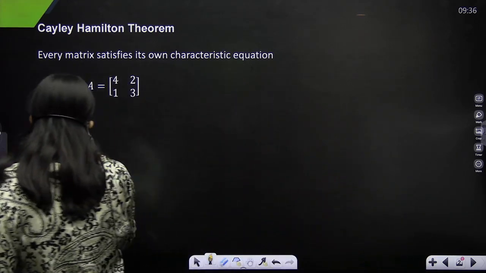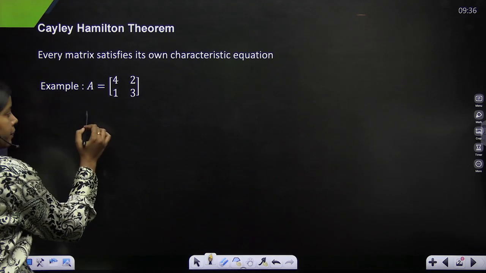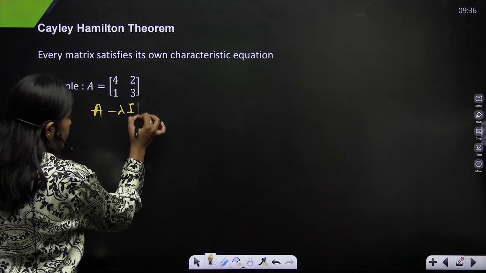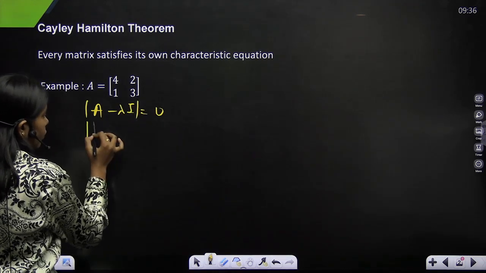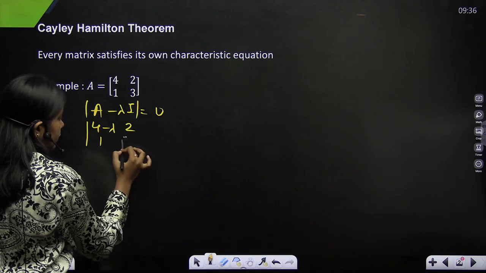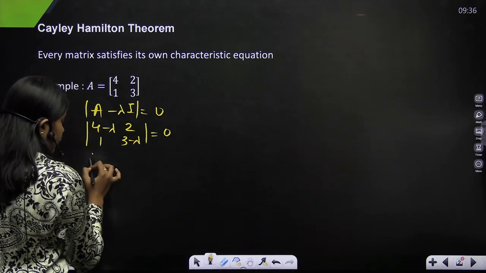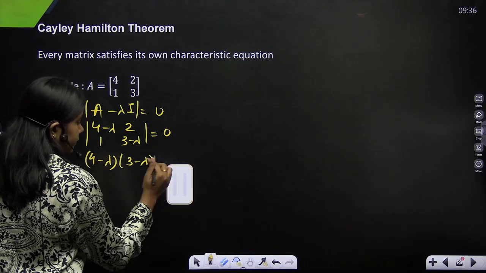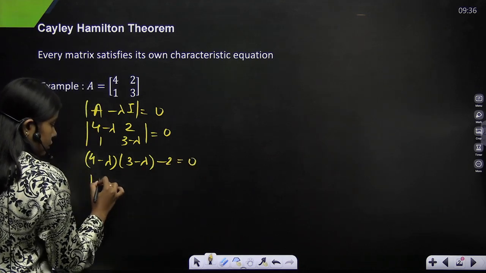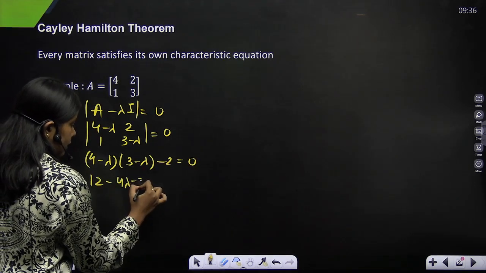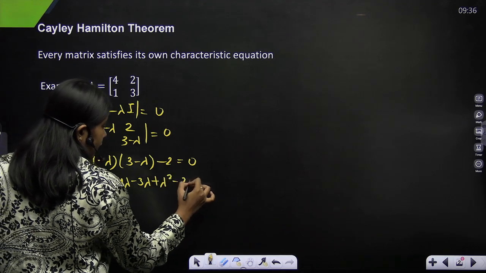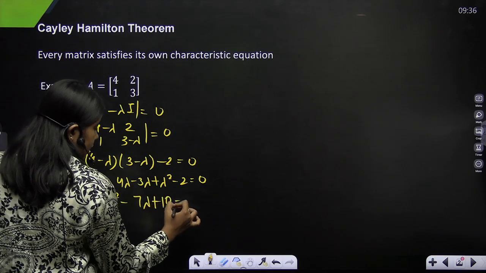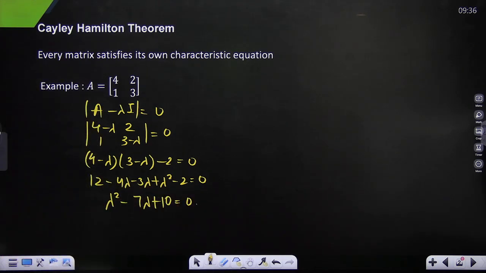Right? So let's see. A is equal to [4 2; 1 3]. First let's find the characteristic equation. A minus lambda I equals to 0. So the matrix is [4 minus lambda, 2; 1, 3 minus lambda]. I'll solve this determinant: (4 minus lambda)(3 minus lambda) minus 2 equals to 0. 4 threes are 12, minus 4 lambda minus 3 lambda plus lambda square minus 2 equals to 0. So it becomes lambda square minus 7 lambda plus 10 equals to 0.